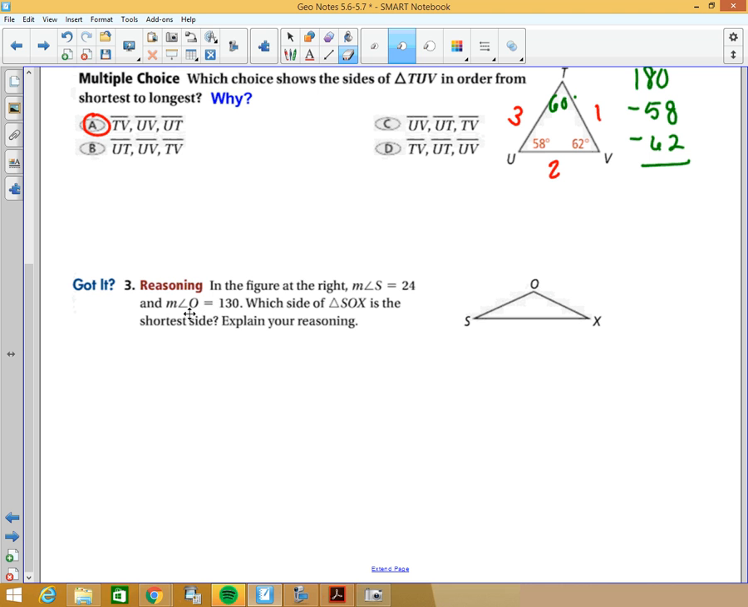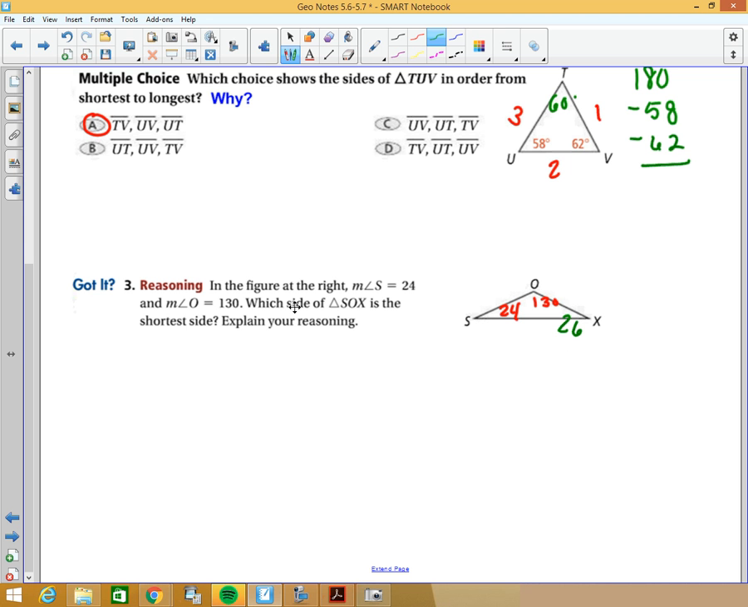Okay, so we've got one practice problem for this section. Let's check it out. In the figure at the right, the measure of angle S is what? 24, so we'll fill that in. The measure of angle O is 130. So what is going to be the measure of angle X? Did anybody get 26? Okay, I got 26.